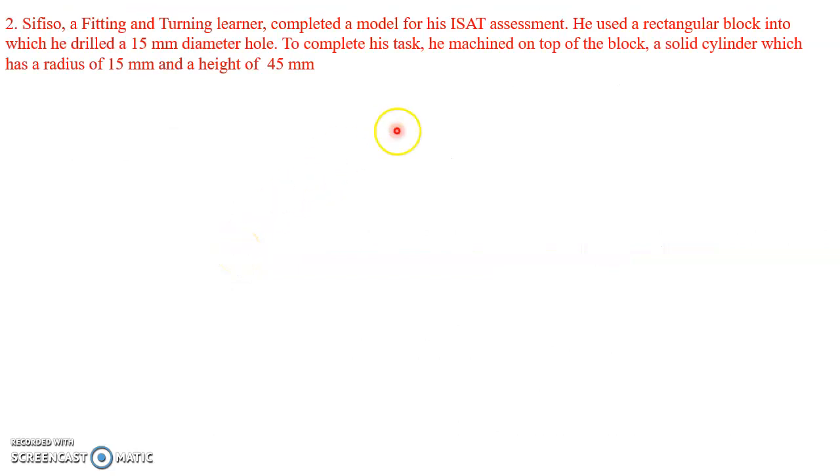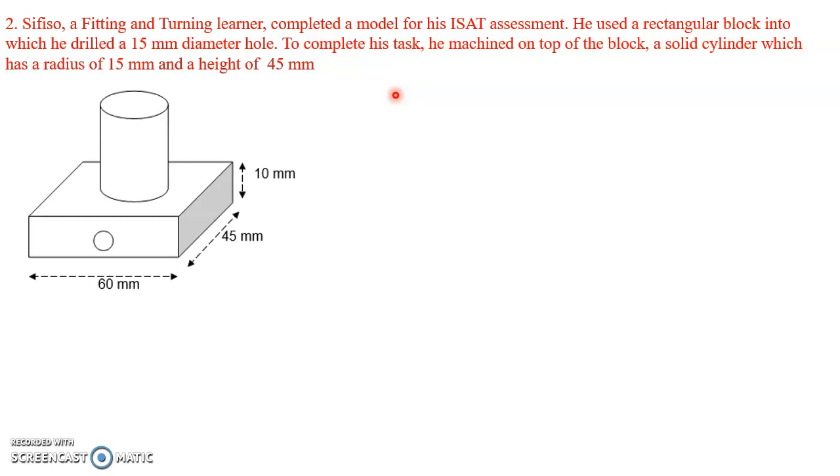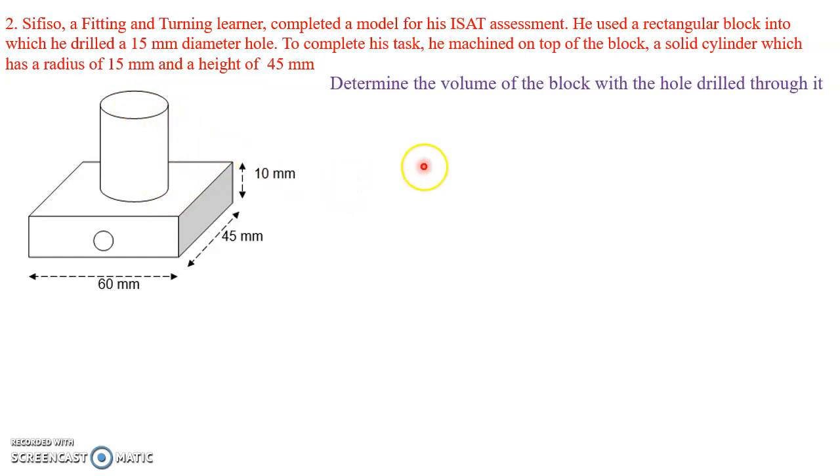Sifiso, a fitting and turning learner, completed a model for his ISAT assessment. He used a rectangular block into which he drilled a 15 millimeter diameter hole. To complete this task, he machined on top of the block a solid cylinder which has a radius of 15 millimeters and a height of 45 millimeters. This is what the model looks like. There's a rectangular block at the bottom. This is a hole that is drilled through, so it means there's space. Also on the top, he has a cylinder which has a radius of 15 millimeters, not diameter, radius, and a height of 45 millimeters.